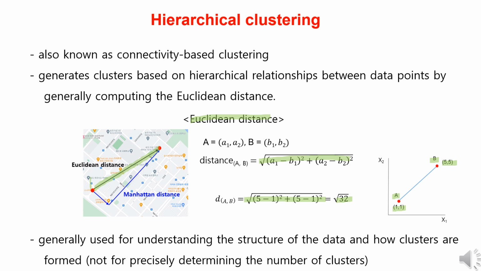By using the calculated Euclidean distances, we establish the hierarchical relationships between data points, leading to the formation of clusters. This hierarchical clustering method, as described, is primarily used not so much to precisely determine the number of clusters, but rather to understand the structure of the data and how clusters are formed.